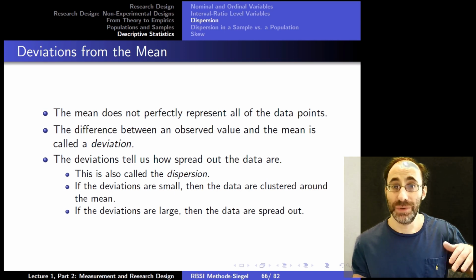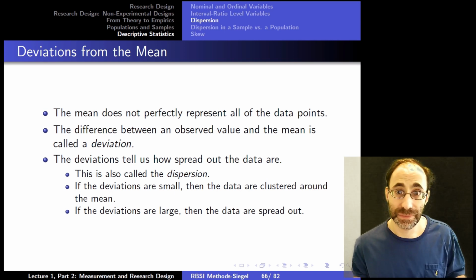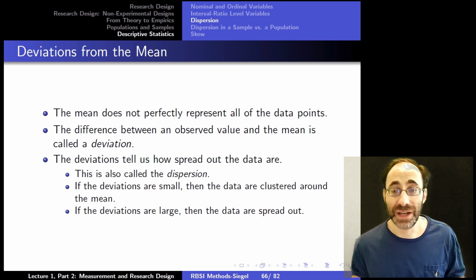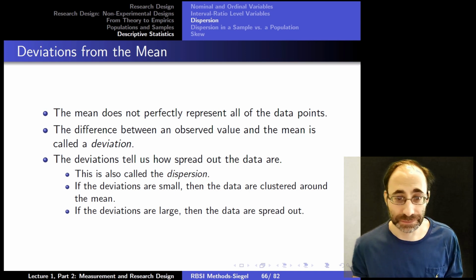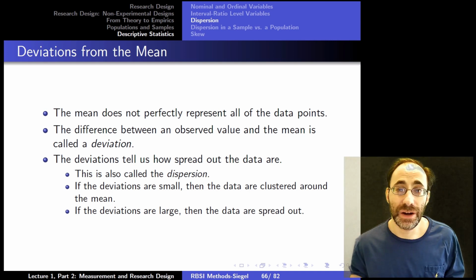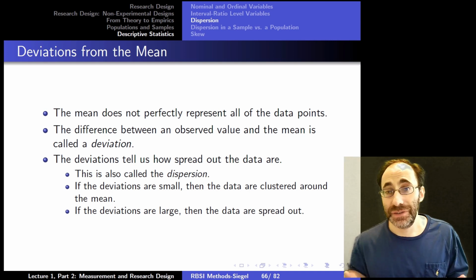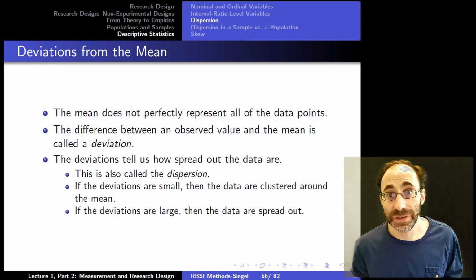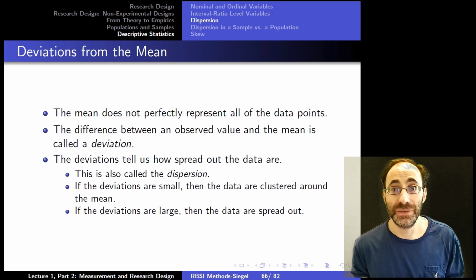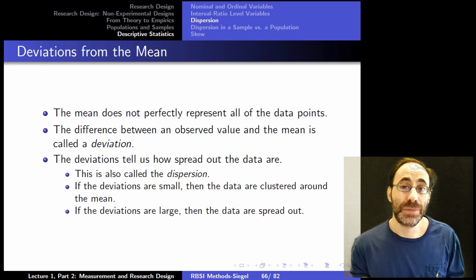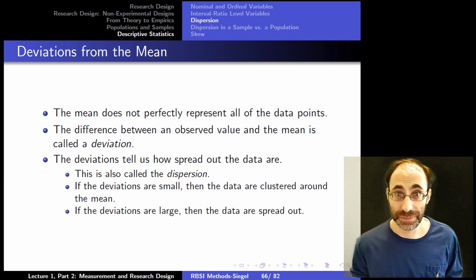And we said some deviations were negative if the x sub i, the data point, was less than its mean x bar, and some are positive if the x sub i was greater than x bar. These deviations tell us how spread out the data are around the mean. How spread out data are is called dispersion. If deviations are overall small, the data are tightly clustered around the mean and we have low dispersion. If the deviations are in general large, data are spread out around the mean and we have high dispersion.